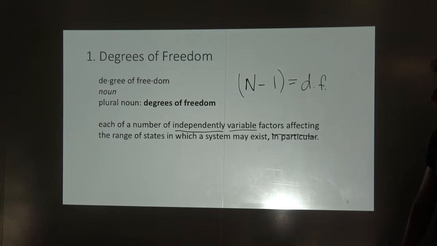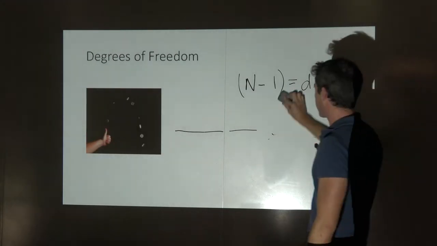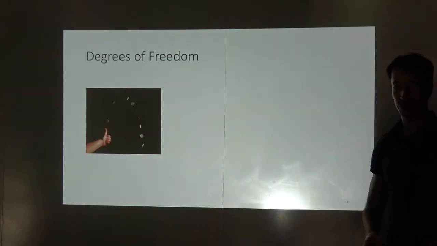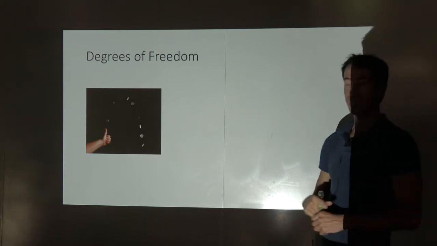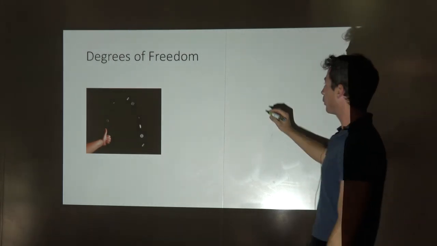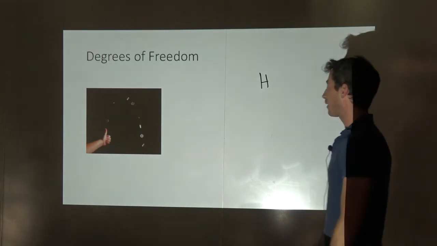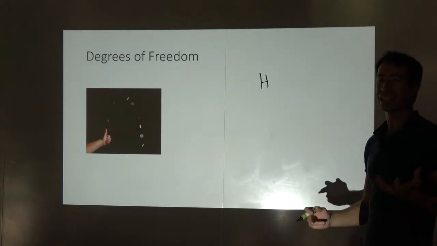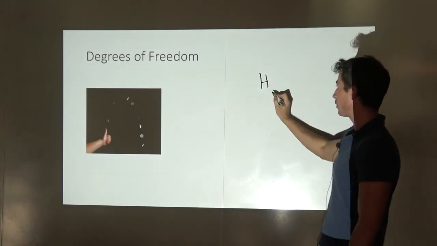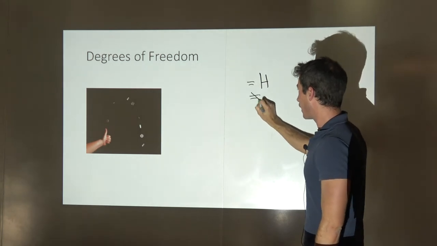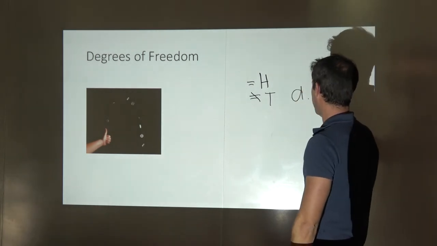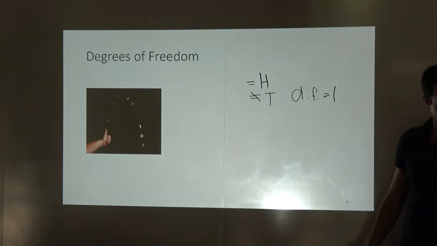Okay, so let's look at our favorite example from statistics, the coin toss. So what are the degrees of freedom in a coin toss? It can either be heads or tails, right? So if you flip a coin and you get a head, I don't need to ask you, did you also get a tail, right? You know by definition that if you got a head, that you did not get a tail, right? So the degree of freedom in this situation is one.